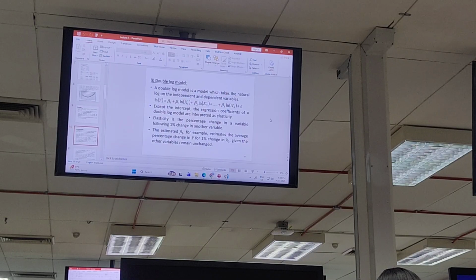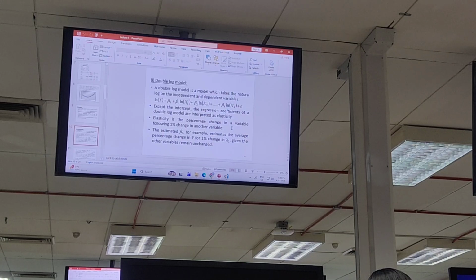Except for the intercept, the regression coefficients of a double log model are interpreted as elasticity. Elasticity is the percentage change in a variable following a 1% change in another variable. The estimated beta 1, for example, estimates the average percentage change in y for a 1% change in x, given the other variables remain unchanged.